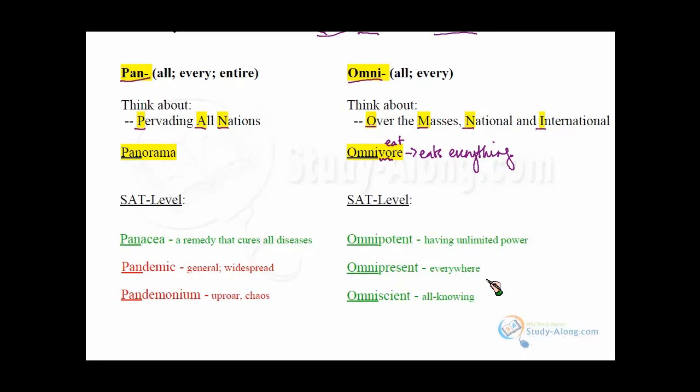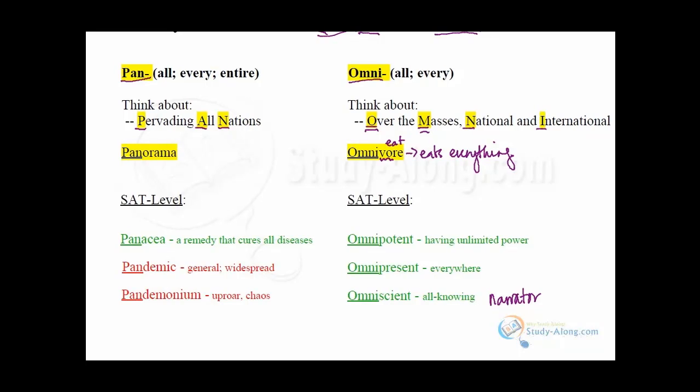Omnipotent. Something that is omnipresent is everywhere, right? It's everywhere, nationally, internationally, everywhere. Someone that is omniscient is all-knowing. They know everything about everybody. So this is often used to describe, say, the narrator of a book. If it's a third-person narrator, right, often that narrator is omniscient. They know everything about what's going on in the minds of the characters. So they know everything over all the masses of people in the book.